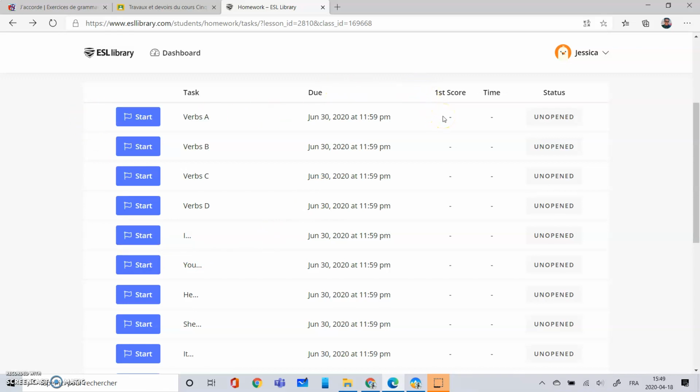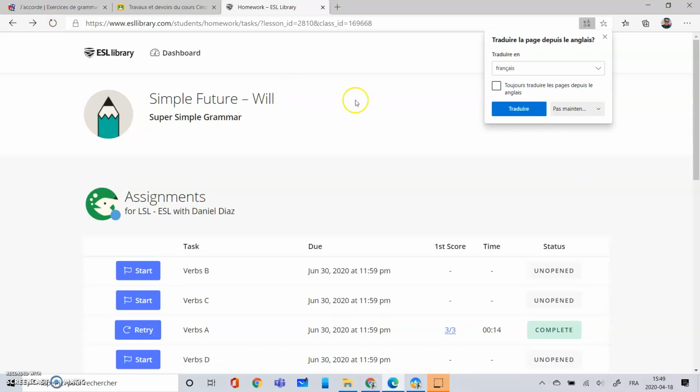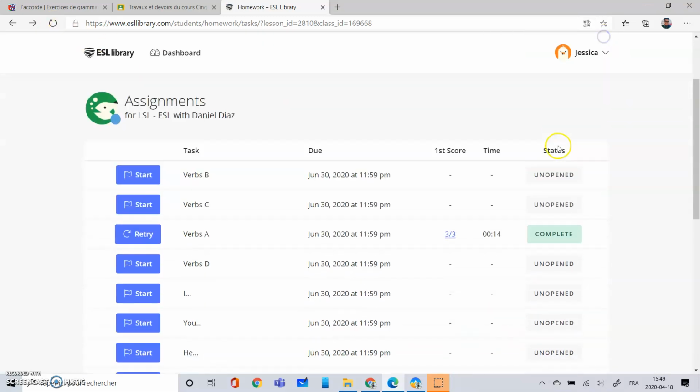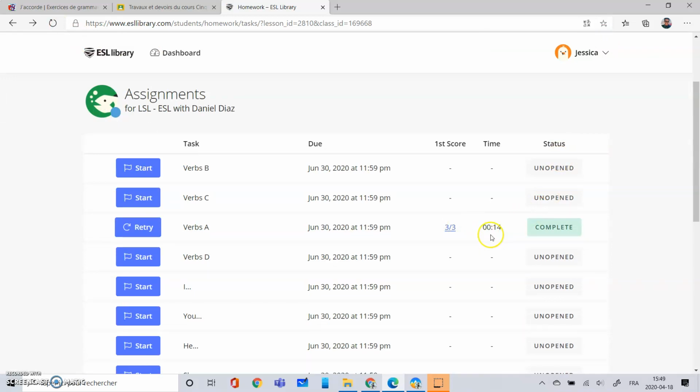Last but not least, remember, if you are done, it's normal that you don't see your score or your time because you need to refresh the page. So if I click on this, look what's gonna happen. You're gonna have your score and your time. So those who ask the question, Mr. Daniel, I don't see my time and my score, please refresh your page and you should have your score.